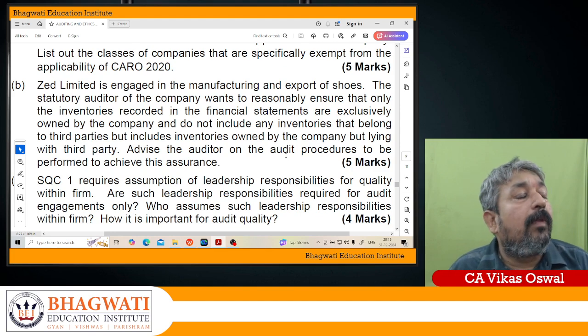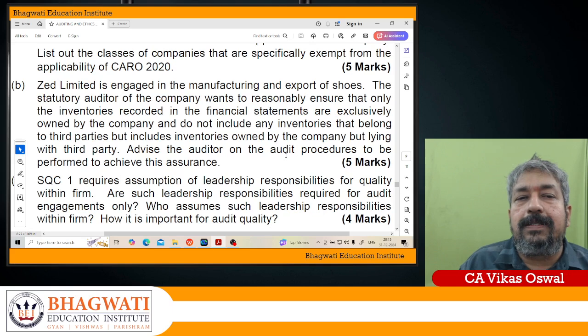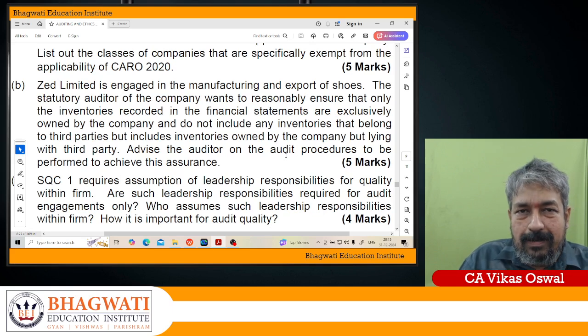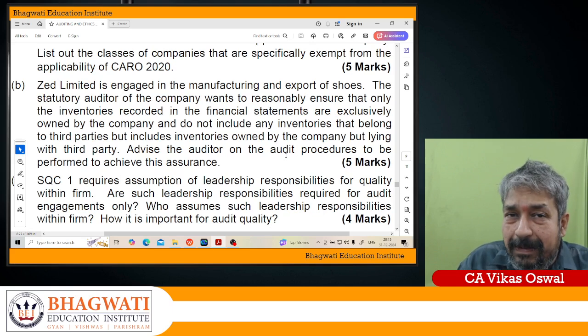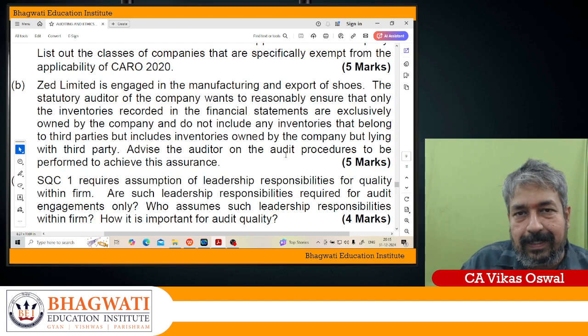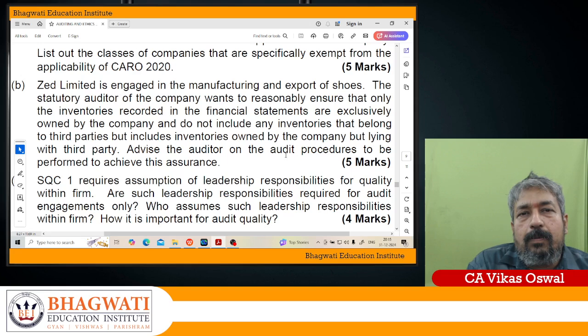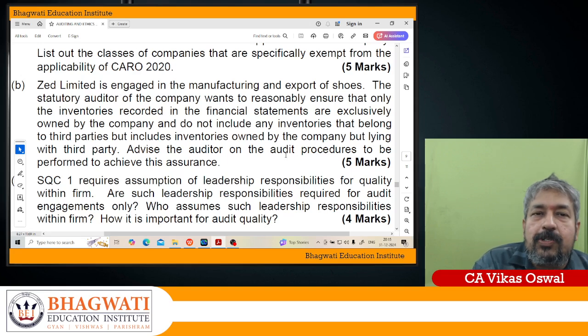And goods which are received on consignment basis have to be segregated, because here the client is acting as a consignee. So it belongs to the consignor. He should not include the same.